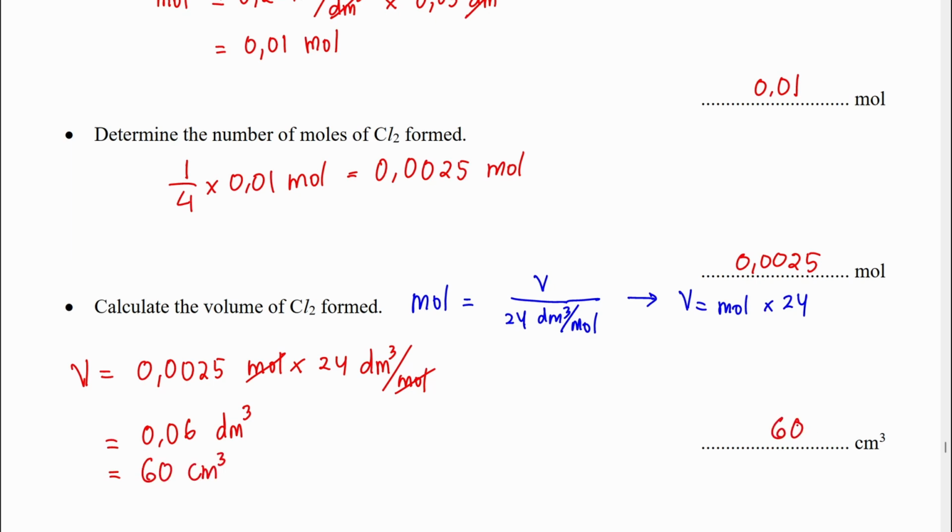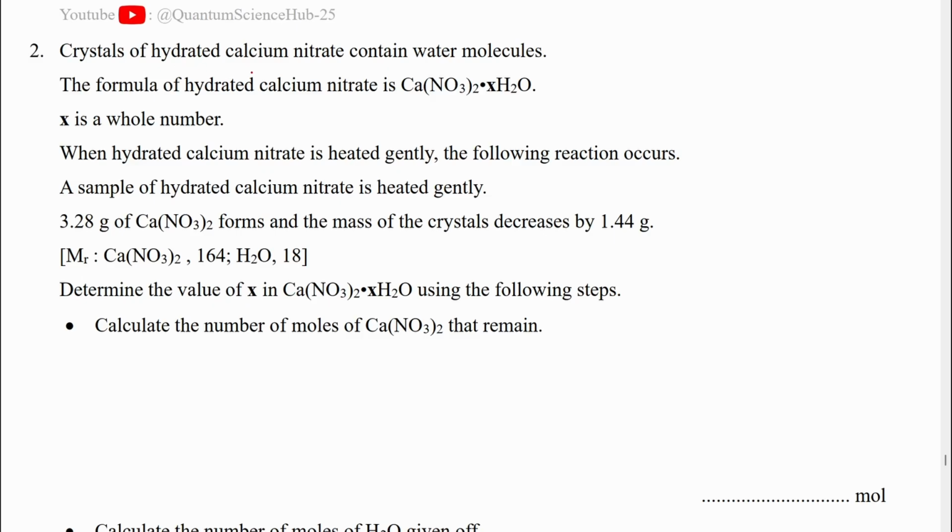Okay, that's it. Question 2. Crystals of hydrated calcium nitrate contain water molecules. The formula of hydrated calcium nitrate is this. X is a whole number. When hydrated calcium nitrate is heated gently, the following reaction occurs. A sample of hydrated calcium nitrate is heated gently. 3.28 gram of calcium nitrate forms and the mass of crystals decreases by 1.44 gram. We know the MR of calcium nitrate and the MR of H2O in here. So the question is, determine the value of X in hydrated calcium nitrate.